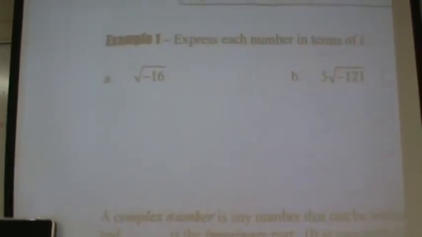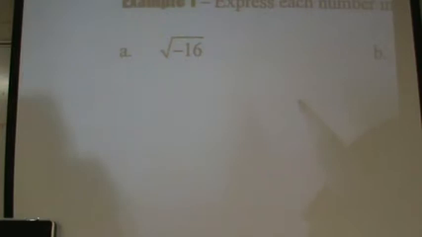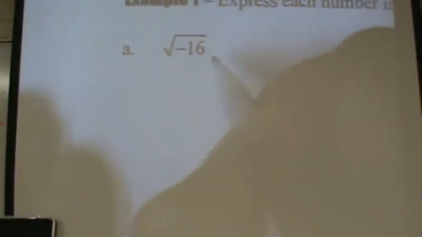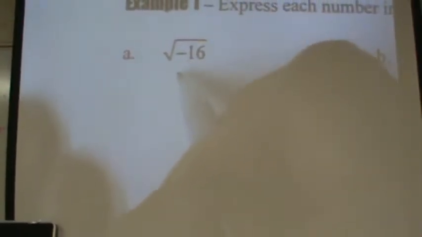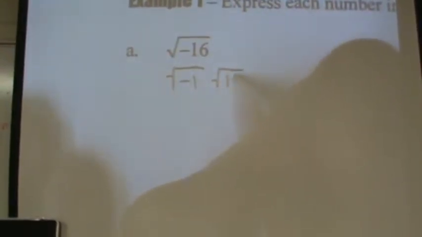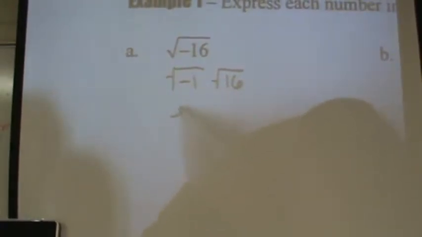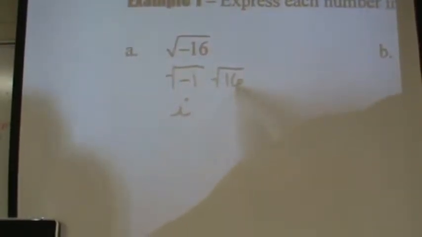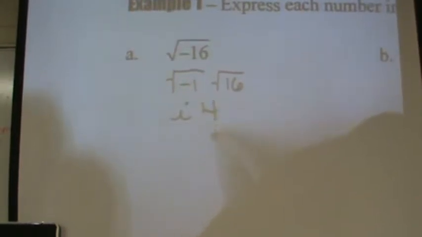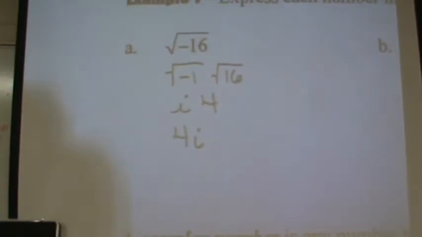Okay? So now let's practice how to simplify these using i. How would we simplify this? Well, this is equal to the square root of -1 times the square root of 16. And what did we say the square root of -1 is? It's i. And what's the square root of 16? 4. Now, normally we put the number in front, so it's going to be 4i.